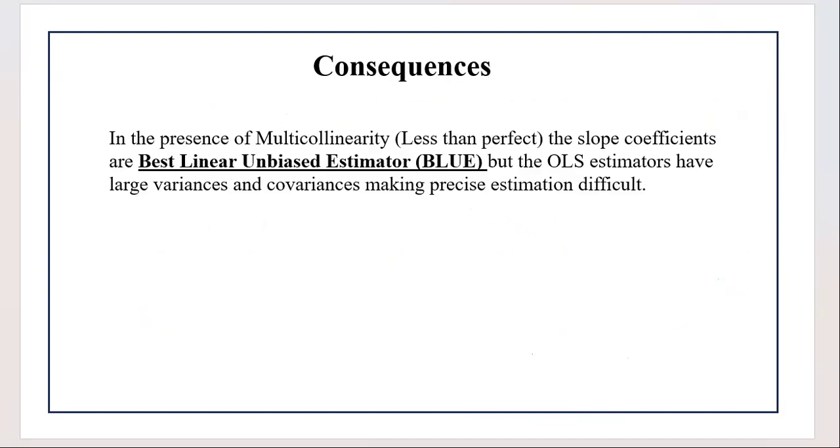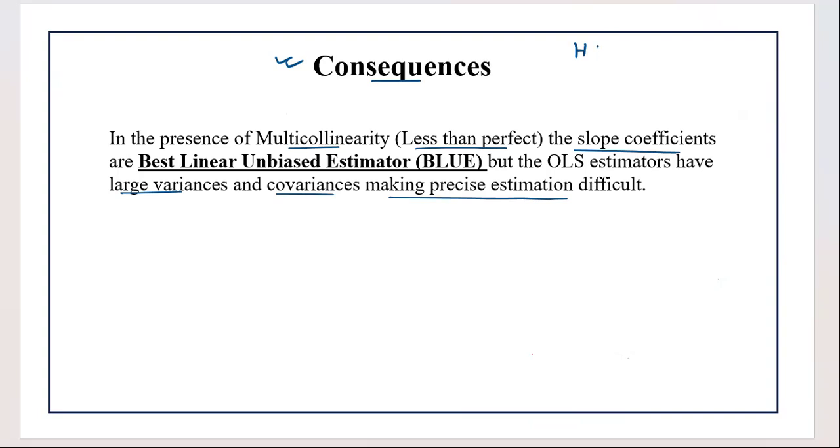Now let's talk about the consequences. If multicollinearity is present, what will be the problems? Consequence number one: in the presence of multicollinearity, which is less than perfect, as I've told you, the slope coefficients are best linear unbiased estimators, or BLUE, but the OLS estimators have large variances and covariances, making precise estimation difficult. What this means is that even if multicollinearity is present, the OLS estimators will be BLUE, that is best linear unbiased estimators, which is a little different from the other violations that we have studied.